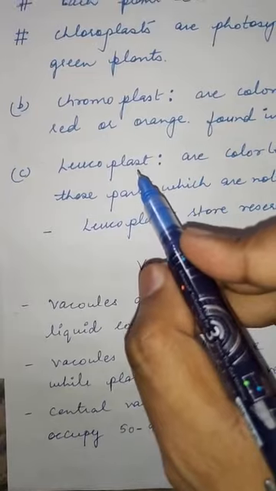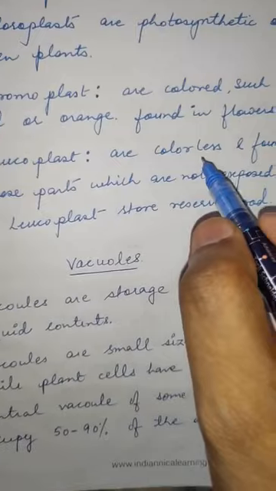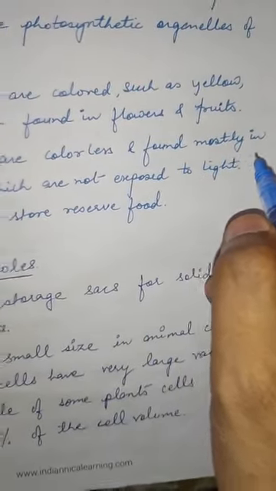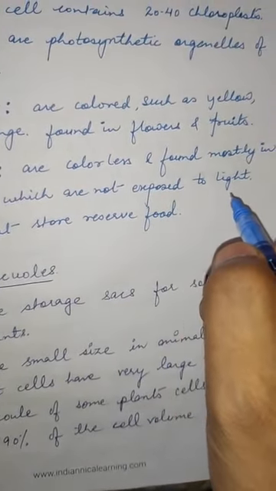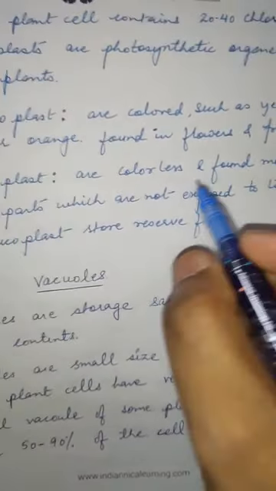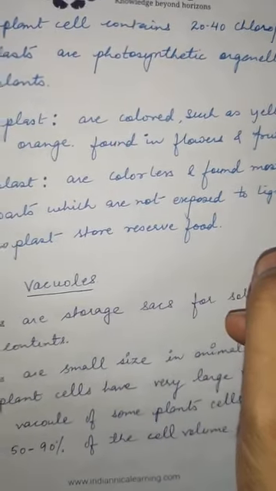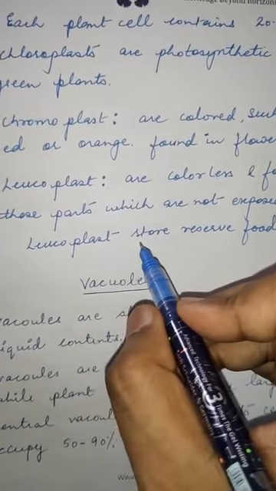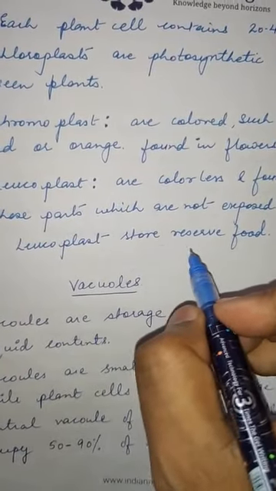Now the third is your leucoplast. The leucoplasts are colorless, and found mostly in those parts which are not exposed to light. So they are colorless and they are found mostly in those parts which are not exposed to the light. And what is the main role of these leucoplasts? They will store the reserve food.